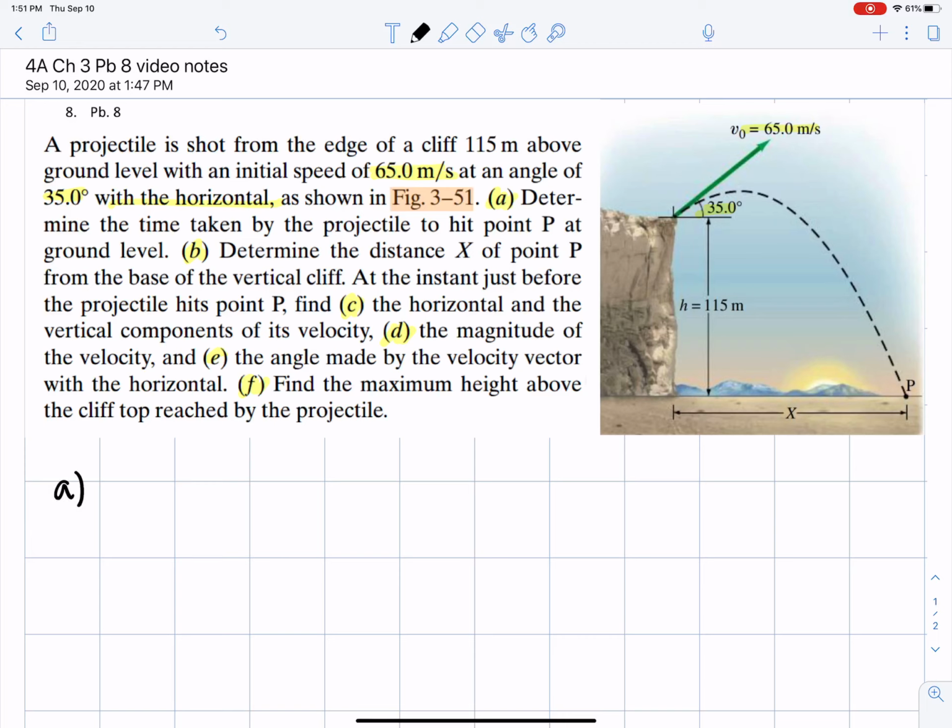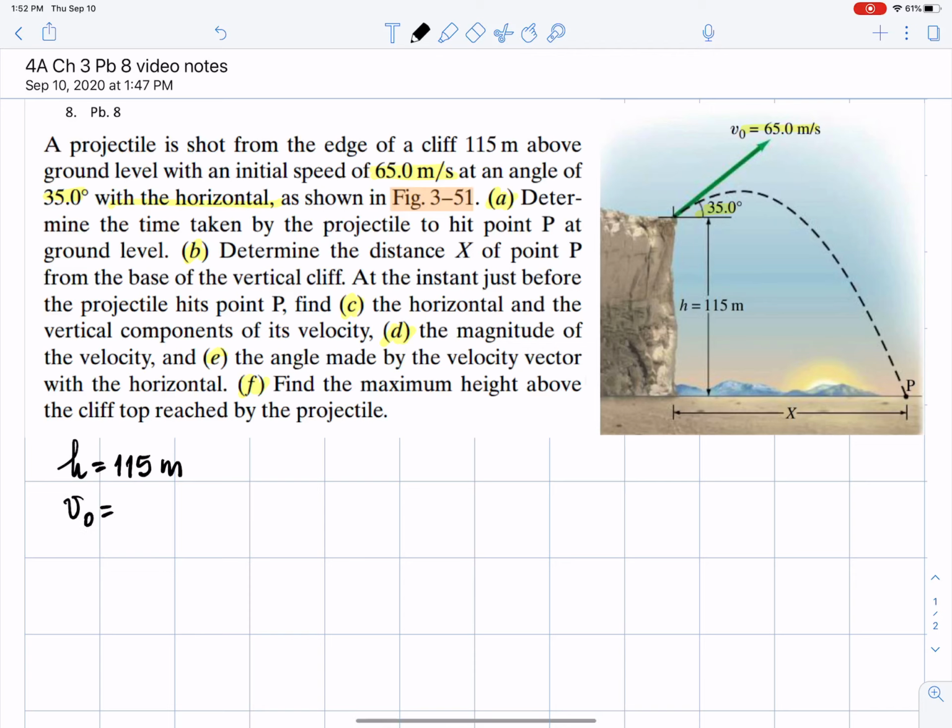First of all, I'm going to depict some of my data: we have h equals 115 meters. I shouldn't put a here, we're just going to get the data first. Always on a physics problem, try to extract everything out of the problem before you start. That will make your life a lot easier, yeah?